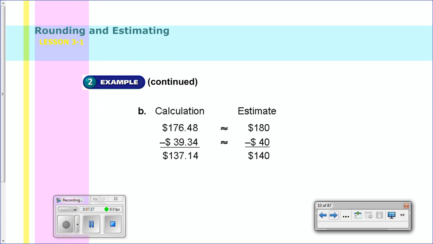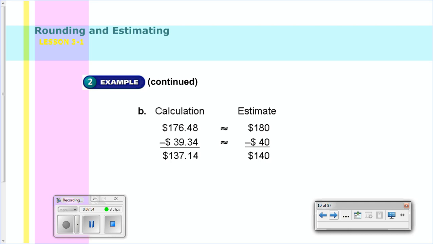Here they give us this one. They say, well, $176.48 is about $180, and then they're subtracting $39.34. And they rounded that to 40. All right, so decide, do you think that's close? Go ahead and answer that, and when you're done, see if you're right.